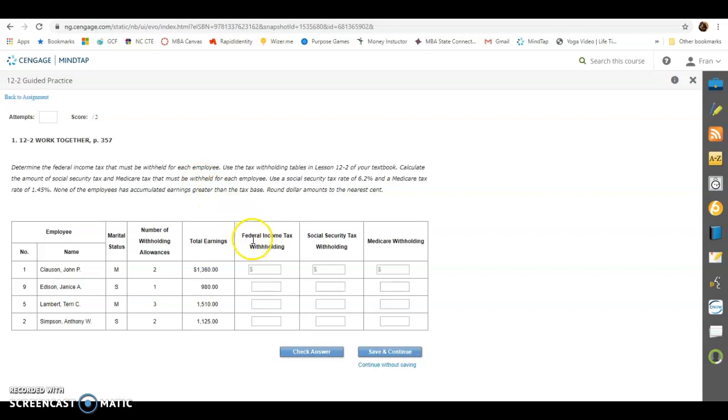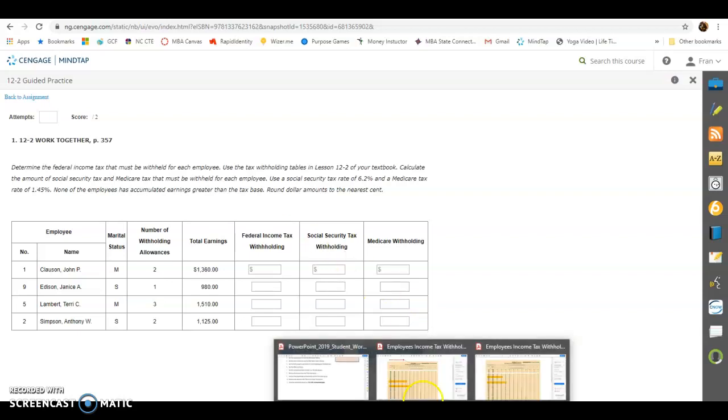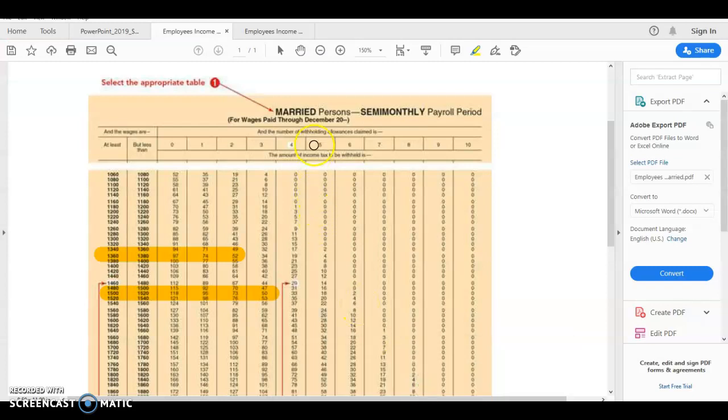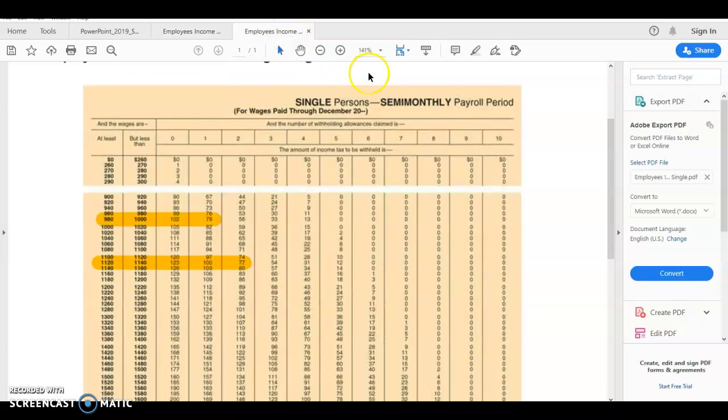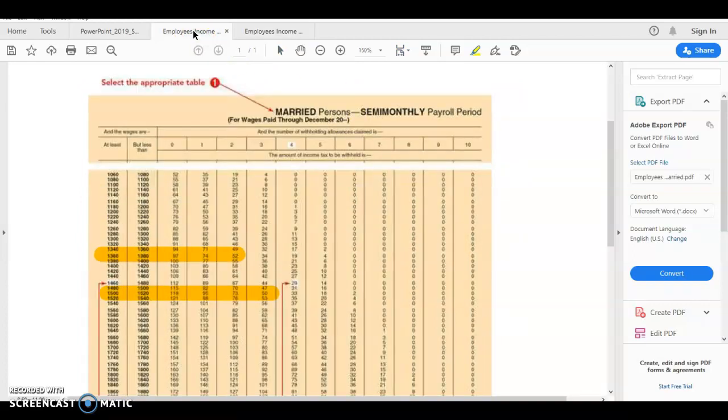Okay, for federal taxes, we use tax tables, and they are part of the material that I've given you in Google Classroom. I've downloaded them right here so you can see what they look like. One is for married people, semi-monthly payroll, and that's all that you're going to be getting here. So these tax tables would be good for the work together and the guided practice. And these are for single people, semi-monthly pay period. So that's going to be the two that you will work with for federal taxes.